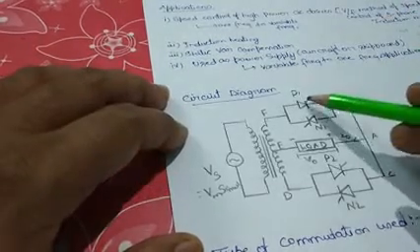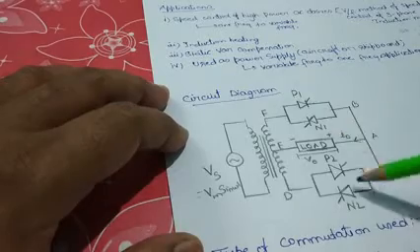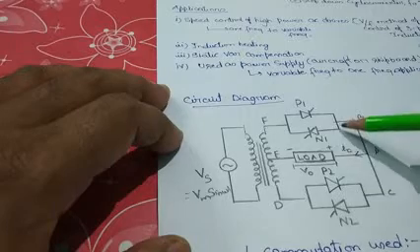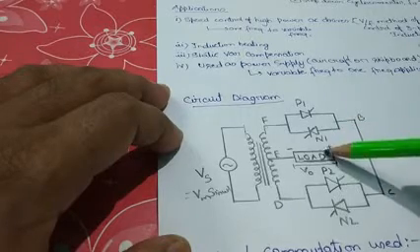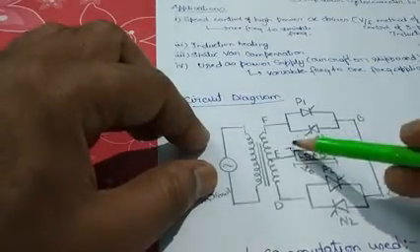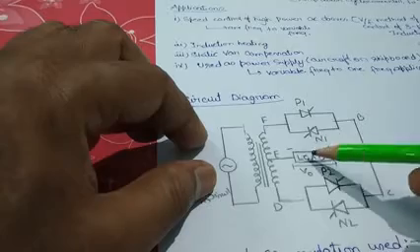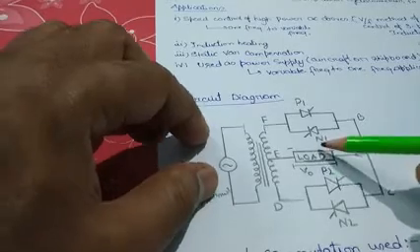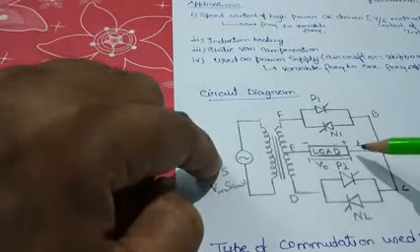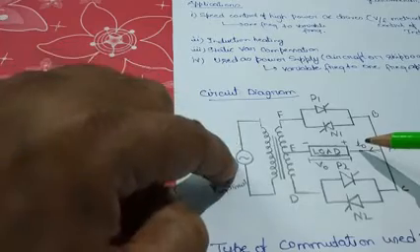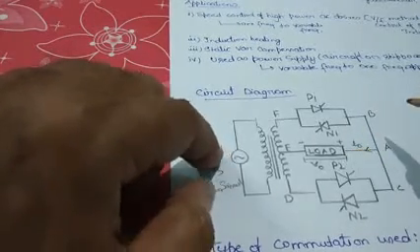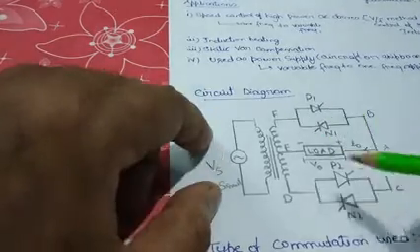Okay, so these are all 4 switches, connected in this fashion. We will later see why this type of arrangement is necessary, and this is the load where we need an AC. Here it is AC and here it is also AC, but the AC here has a different frequency compared to this AC. So input is AC and output is also AC, but the frequencies are different. So this is the main power circuit.